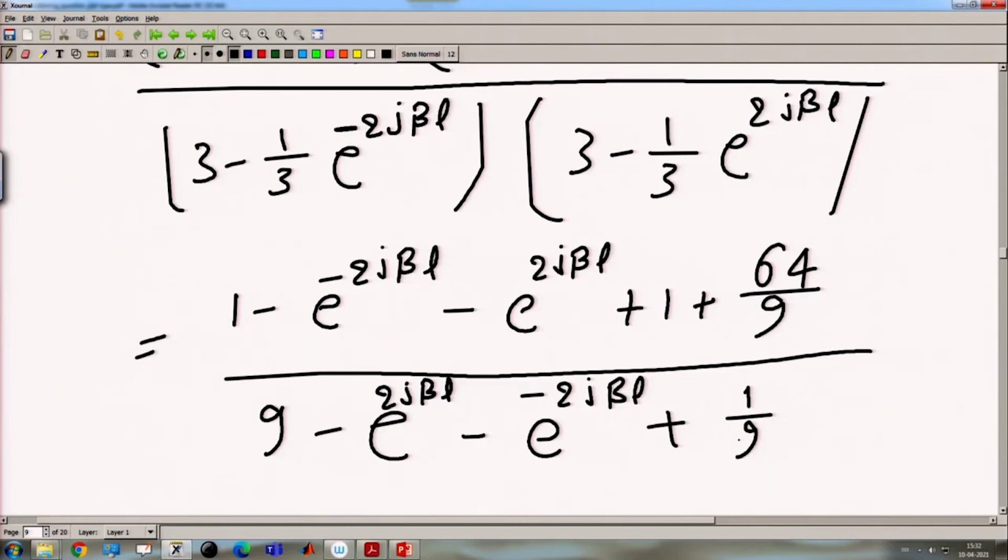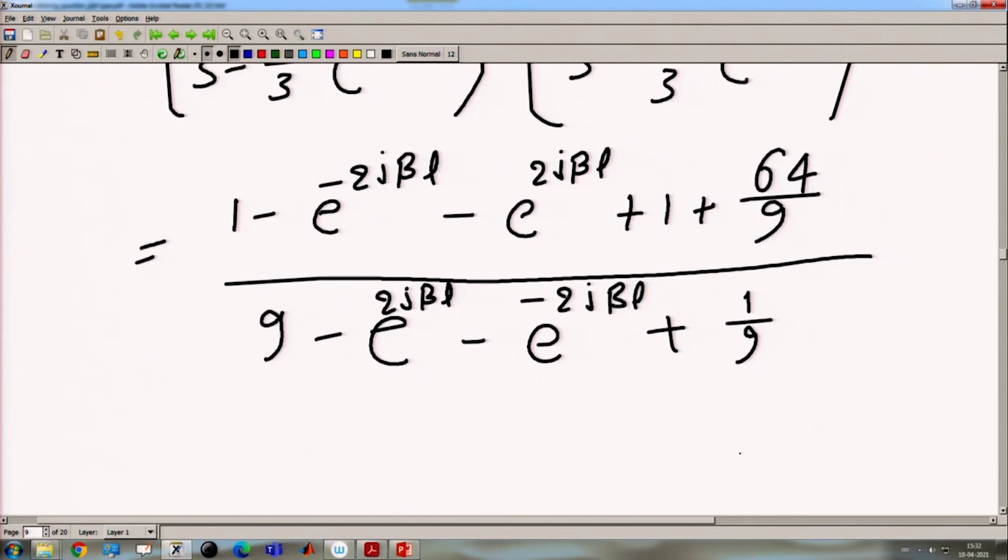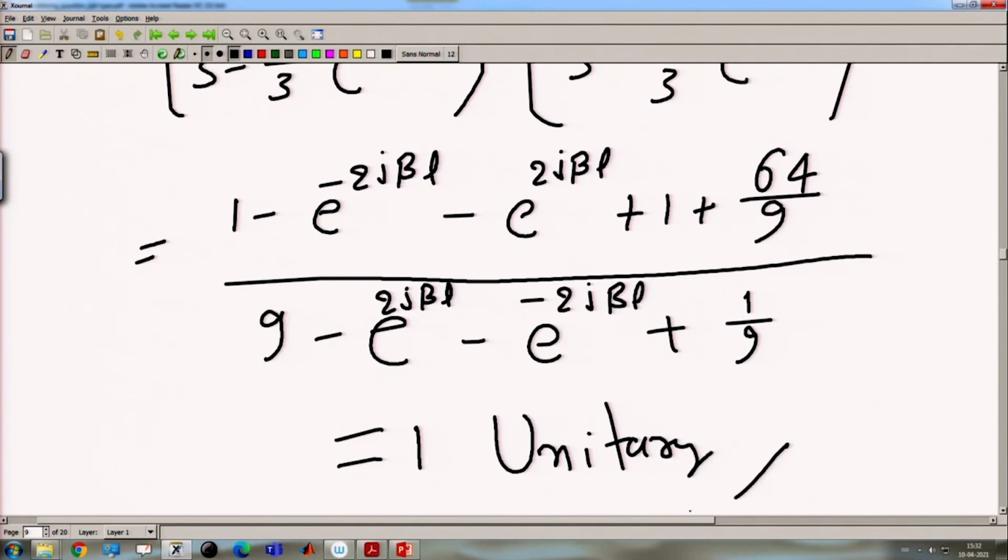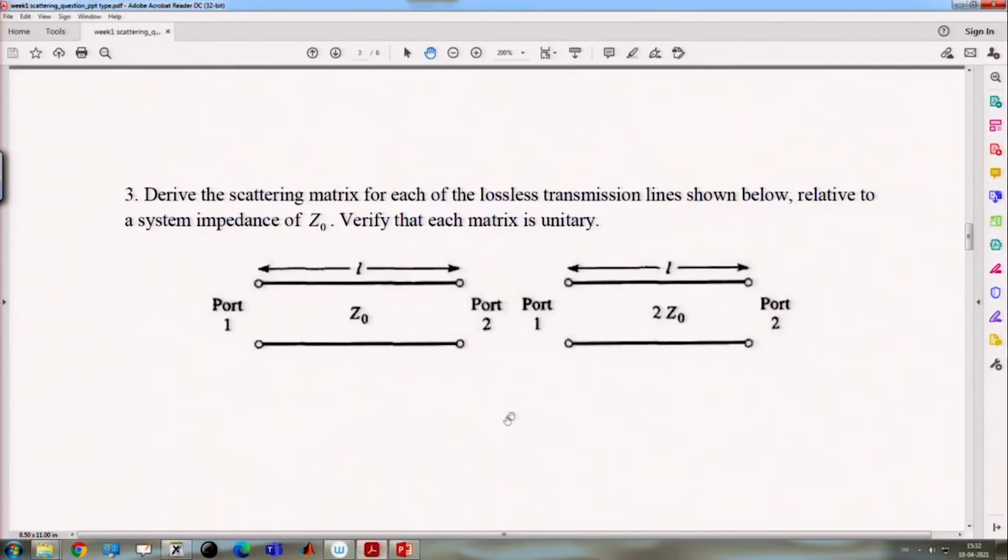So, 9 plus 1 by 9 and this 2 plus 64 by 9, this will come, and after this the numerator will be equal to the denominator. So, this part will be equal to 1. Now we can say that this is unitary. So, this problem is solved now. Thank you.